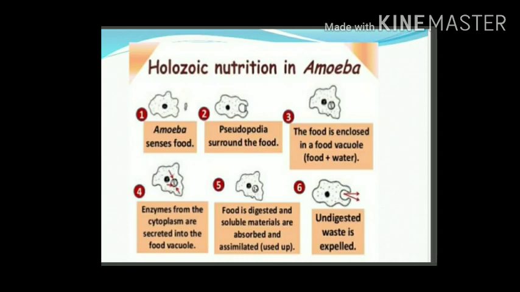Now the food is enclosed in a food vacuole. Enzymes from the cytoplasm are secreted into the food vacuole. Food is digested and soluble materials are absorbed and assimilated. And later on, the undigested food is expelled out, and this process is known as egestion.